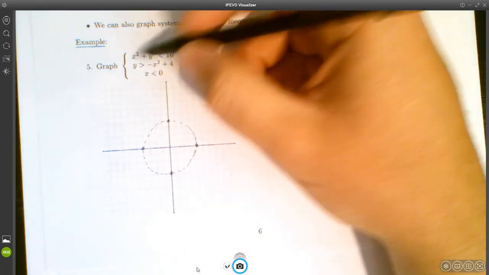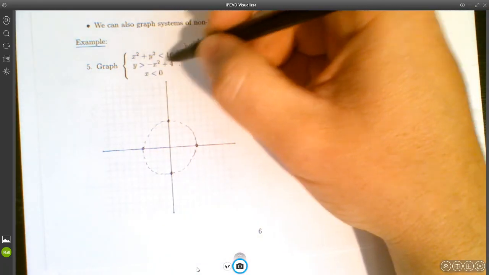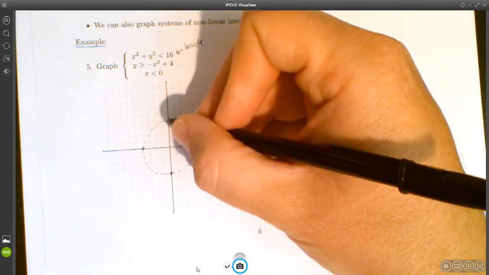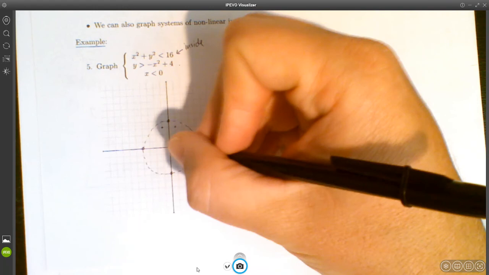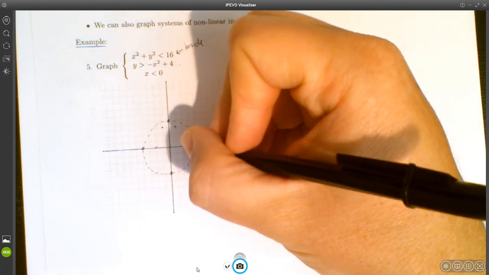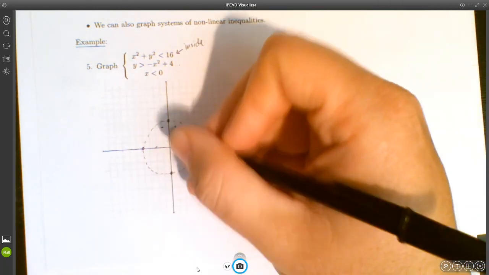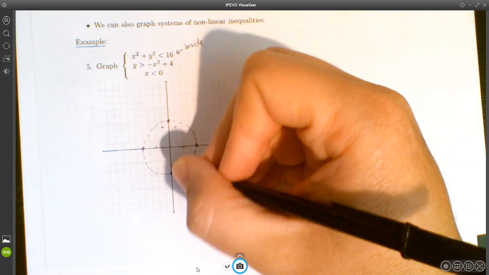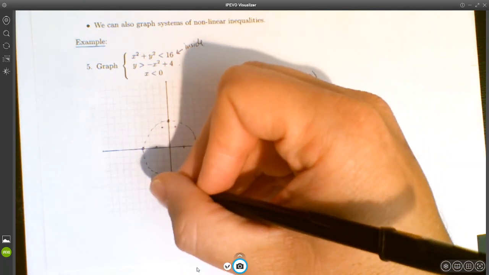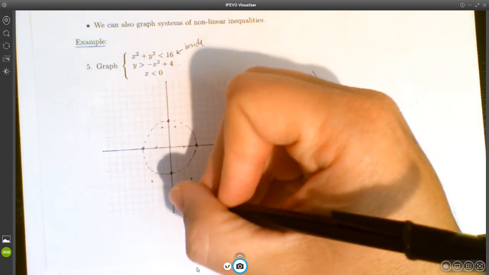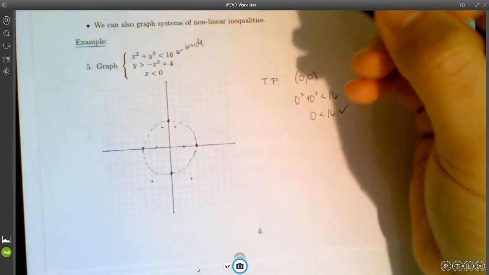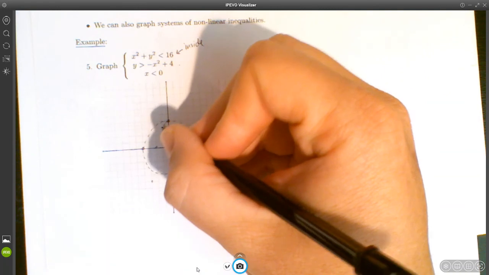This one's a parabola opening down, shifted up 4 units. So up 4 units, then it opens down. 4, 5, 6, 7, 8, 9, 10, 11, 12, 13, 14, 15. Okay, so that would be off the chart. So it's going to look something like this.